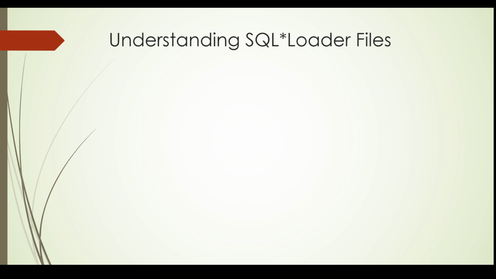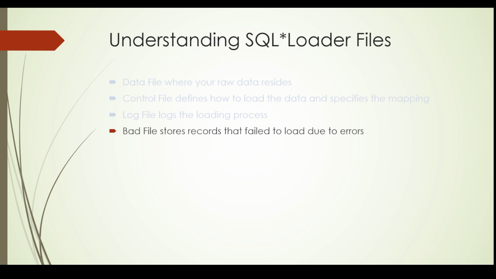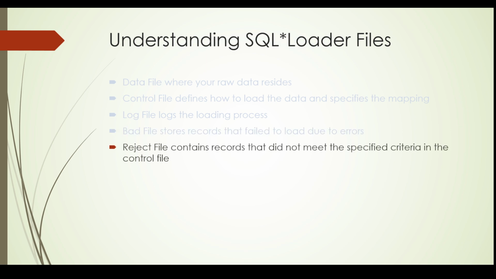Now, let's talk about the different types of files you might encounter when using SQL Loader. The data file is where your raw data resides, often in formats like CSV. The control file defines how to load the data and specifies the mapping between the data file and the database. The log file logs the loading process, providing details on what was loaded successfully and any errors that occurred. The bad file stores records that failed to load due to errors. The discard file contains records that did not meet the specified criteria in the control file.